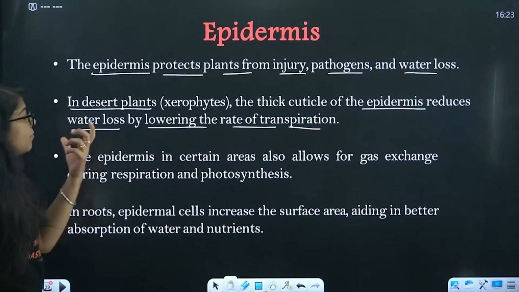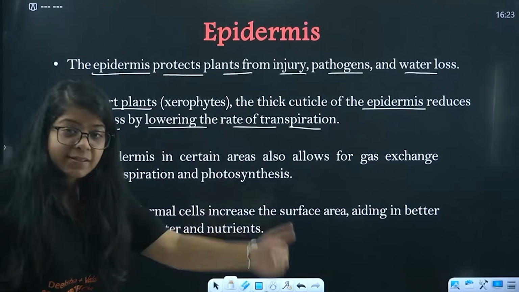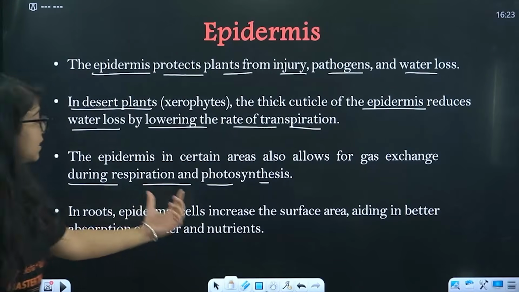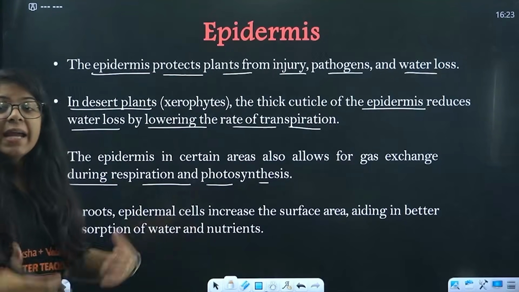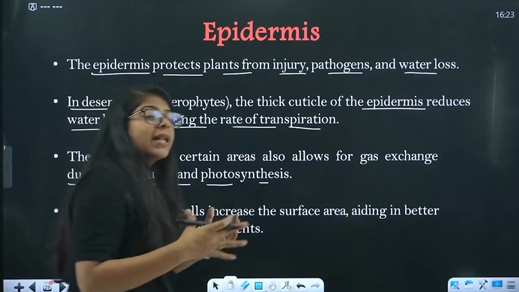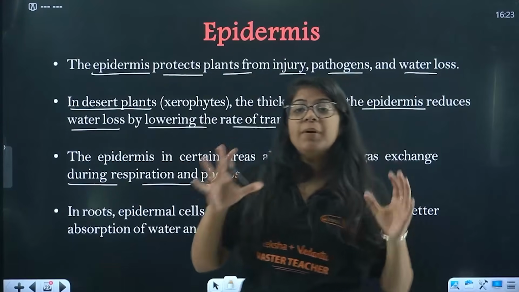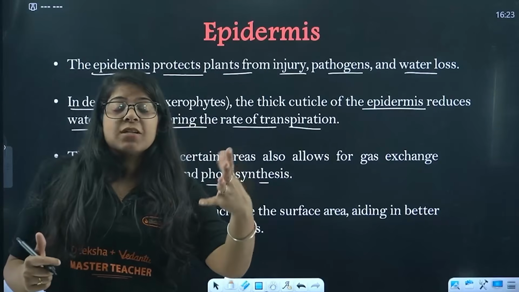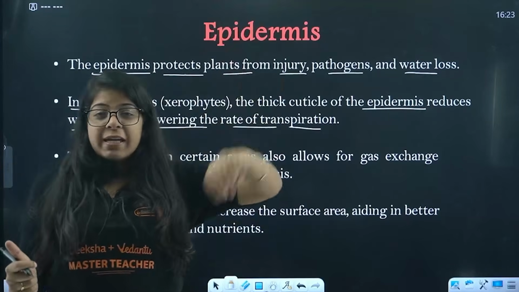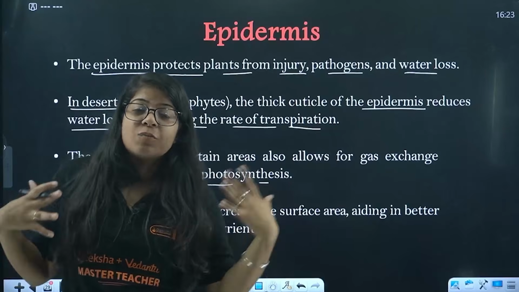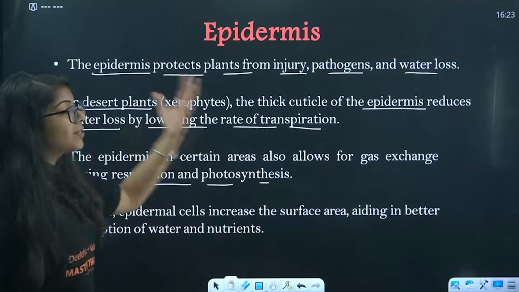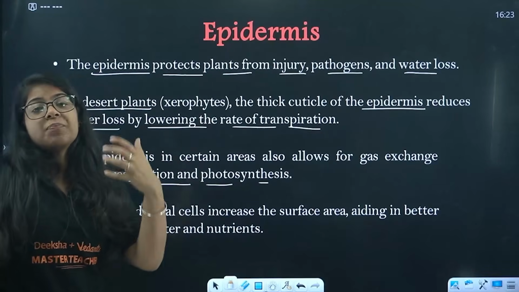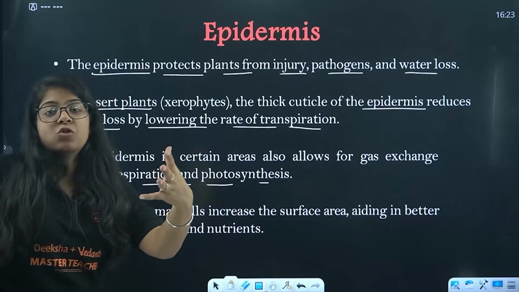The epidermis in certain areas also allows for gas exchange during respiration and photosynthesis. In roots, the epidermal cells increase the surface area, aiding better absorption of water and nutrients from the soil. So this epidermis is very important. It protects plants from what? Water loss, so much heat, injury caused by human beings and animals, and it helps in gas exchange as well. Done.